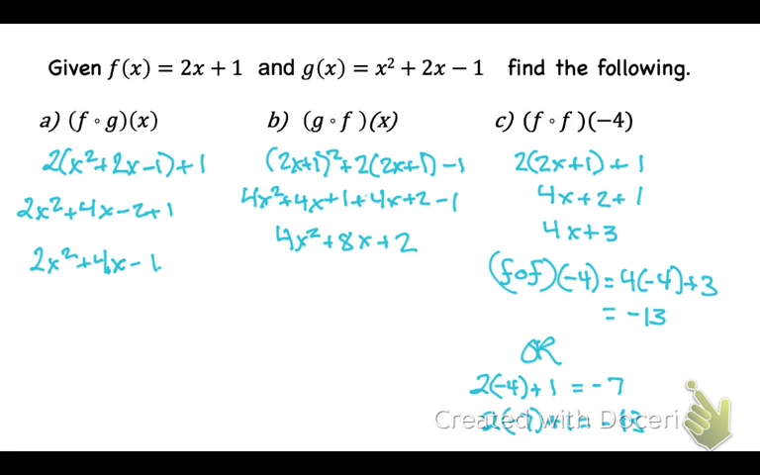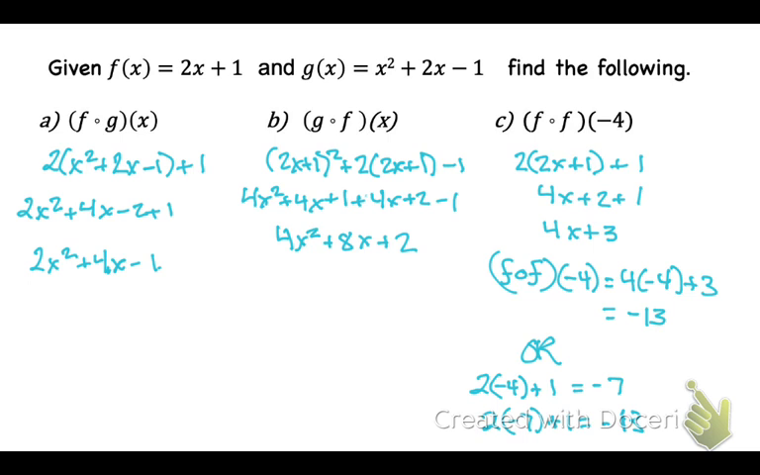Okay, the next one is G of F of X. So that means I'm going to put F into G, right? So it's going to be 2X plus 1 squared plus 2 times 2X plus 1 minus 1. So I have to FOIL out the first, so I get 4X squared plus 4X plus 1. I have to distribute my 2 on the second, so 4X plus 2 minus 1, and then combine like terms. How did that one go? Where did you get the second 4X? I FOILed 2X plus 1 times 2X plus 1. So 2 plus 2 is 4.